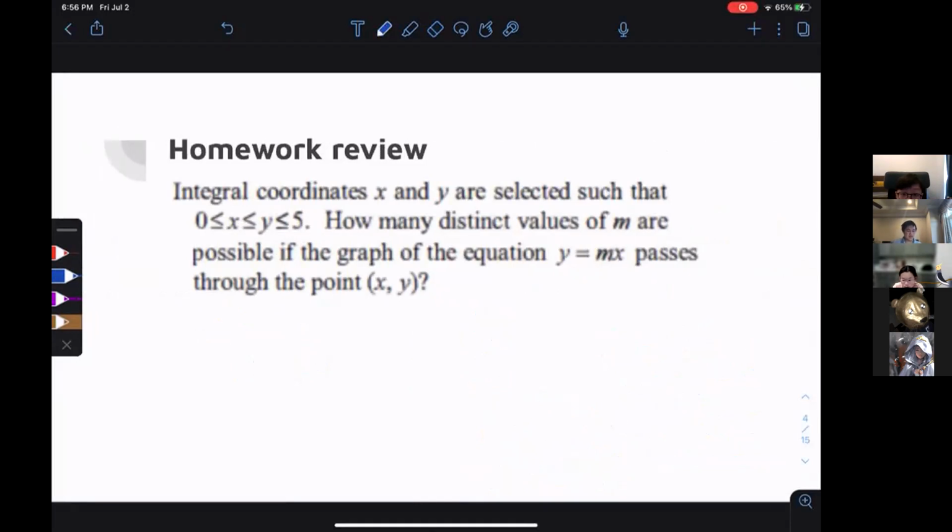So the next problem is a bit different. We have integral coordinates x and y selected such that 0 is less than or equal to x is less than or equal to y is less than or equal to 5. And they want to find how many distinct values of m, or slope, are possible if the graph of the equation passes through the point (x, y) and (x, y) is in that range, something like this. Whoops, it's a pretty bad drawing.